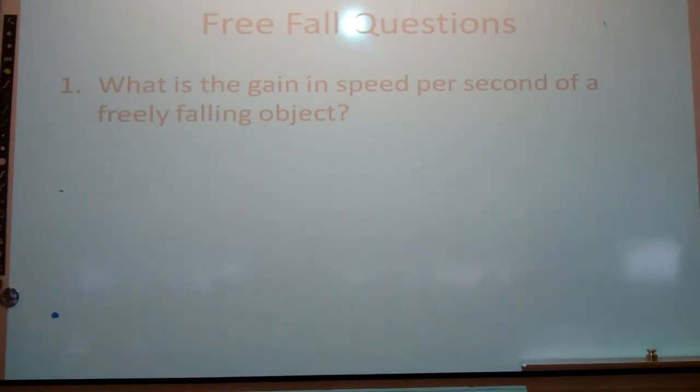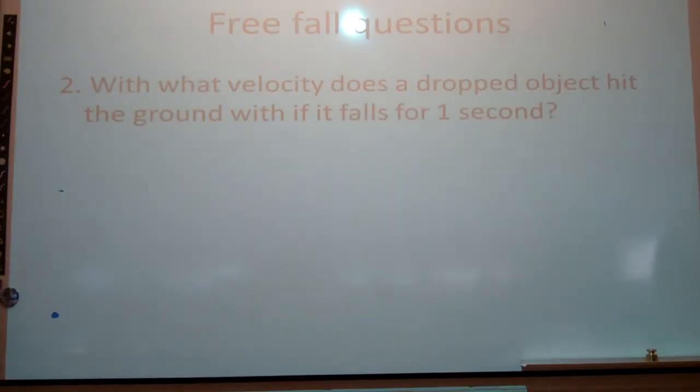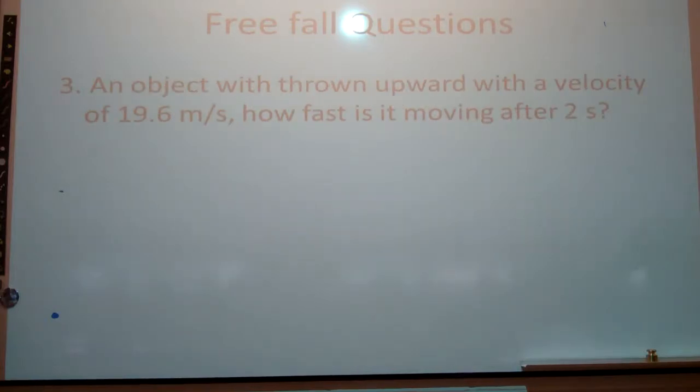Alright, another tricky thing about this question is the way it's worded. What is the gain in speed per second of a freely falling object? Is it 9.8? Yep, 9.8 meters per second, or 9.8 meters per second squared. With what velocity does a dropped object hit the ground if it falls for 1 second? 9.8 meters per second. So if it has 1 second to accelerate, it accelerates to 9.8.